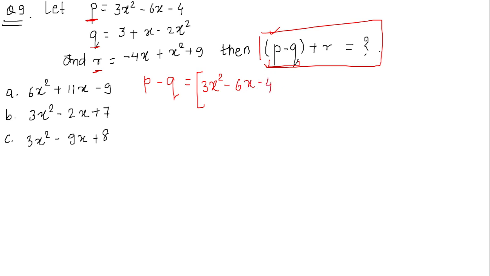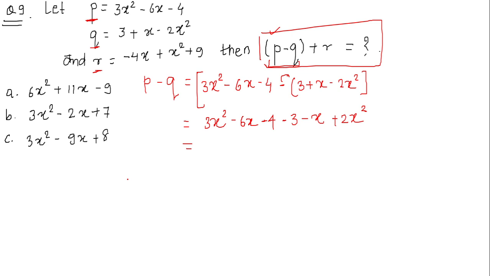This is the value of p, minus the value of q, which is 3 plus x minus 2x square. This is the value of q. So this will give me 3x square minus 6x minus 4. Simply, I'll multiply this minus with the bracket. This will give me minus 3 minus x, and minus will become plus 2x square.